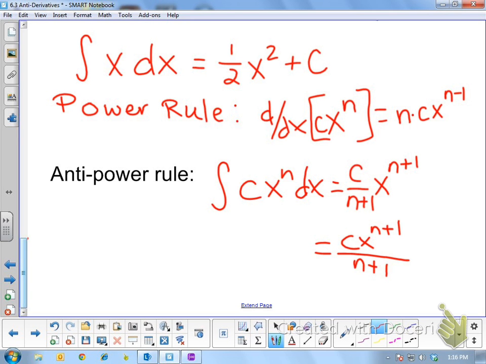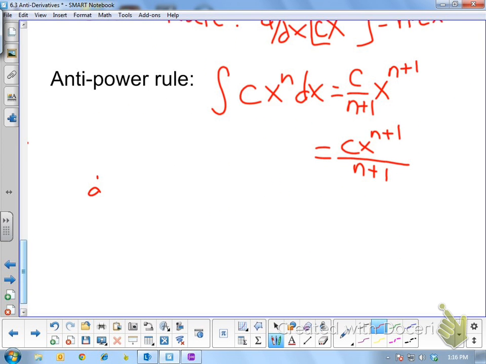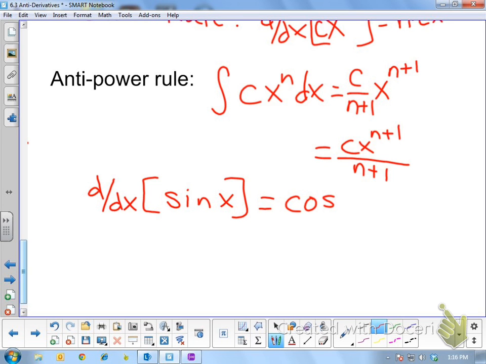We can also do some of our trig integrals pretty easily. Since we know it's opposite, if I know the derivative of sine is cosine, then I can do this backwards. I know the integral of cosine is what? Sine. Sine plus C.